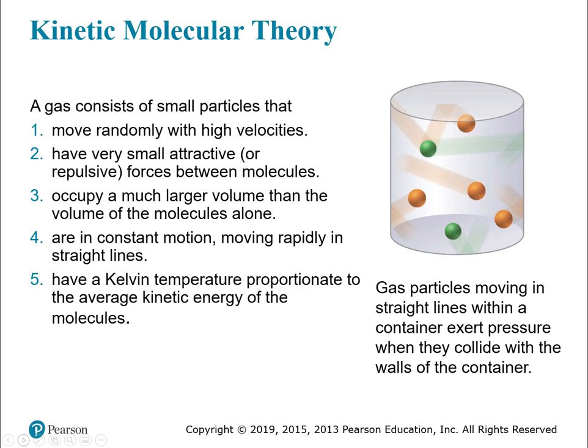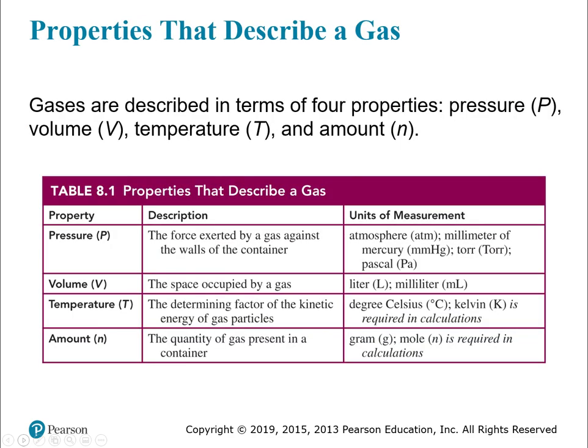And with gases, we always use Kelvin temperature. And that Kelvin temperature is proportionate to the average kinetic energy that the molecules have. So the higher the temperature, the more average kinetic energy you're going to see for the gas molecules. We're going to talk about four properties of gases: pressure, volume, temperature, and amount. This is a table that describes those properties, just kind of a short summary. But we're going to go through each of these in a little bit more detail.